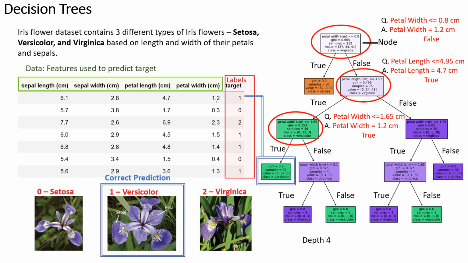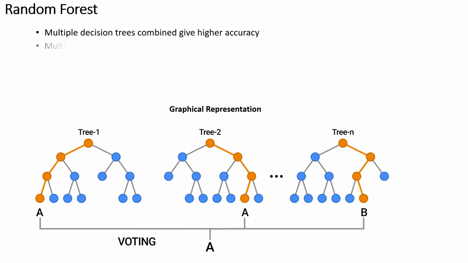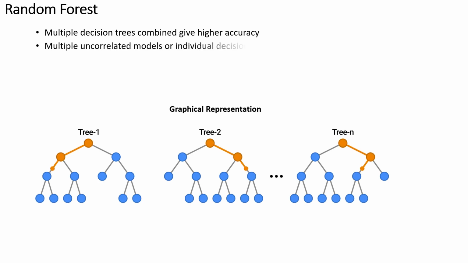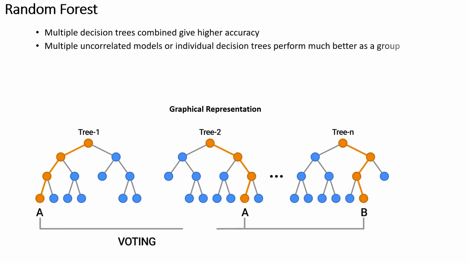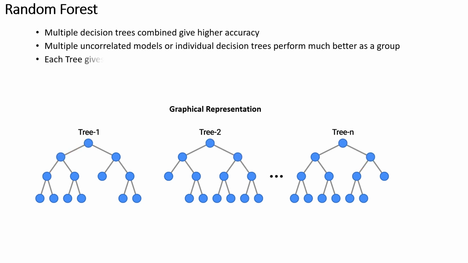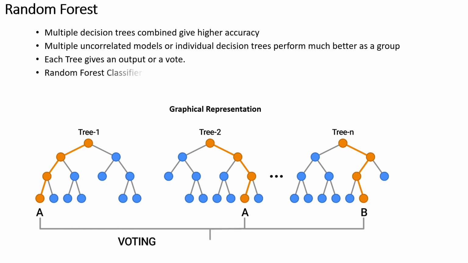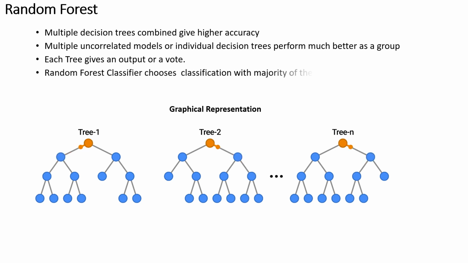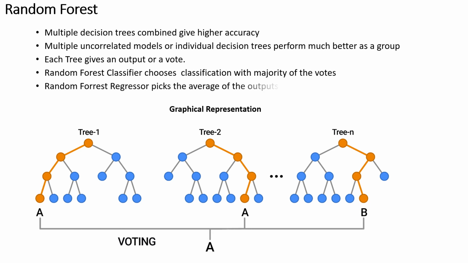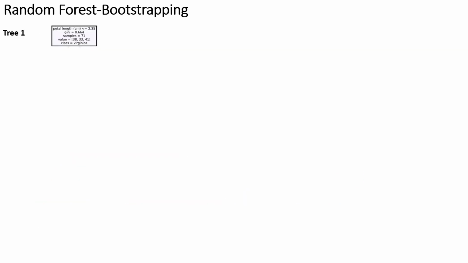The principle behind the random forest model is that multiple uncorrelated models or individual decision trees perform better together than they do alone. Each tree of the random forest outputs a vote. The random forest classifier chooses the classification with the majority of votes. However, the random forest regressor picks the average output of all trees. It is important that the group of trees are uncorrelated.